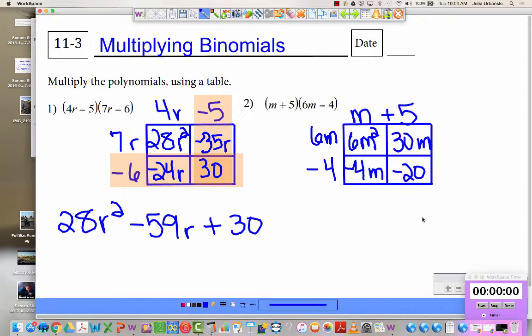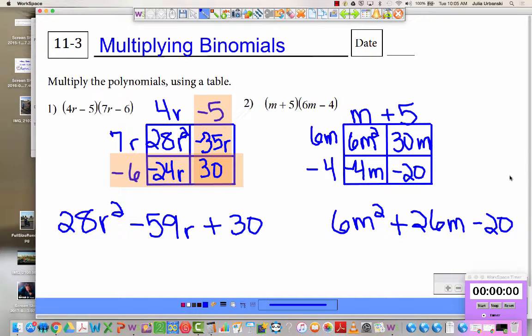All that's left to do is write it in standard form. The highest one is 6m squared. Combine the ones that are the same. 30m minus 4m. Subtract and keep the sign of the bigger number. And then the negative 20 has nothing to go with it. Just rewrite it like yesterday's.